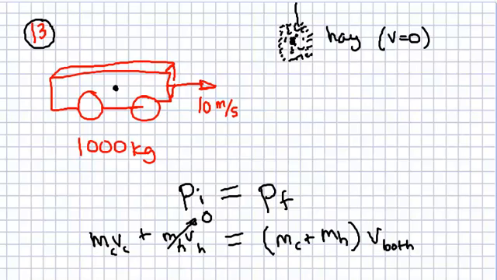And in this equation, let's see what we know and what we don't know. We know the mass of the car, the velocity of the car. We know the velocity of the hay is 0. We know the mass of the hay, and we want the final velocity. Enough said.